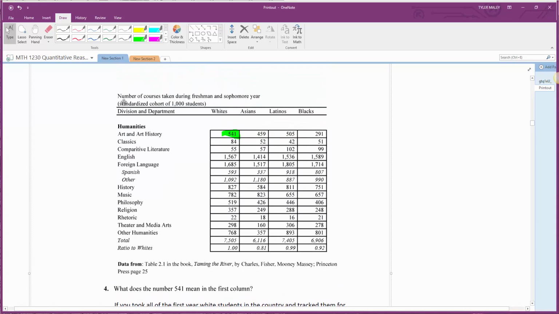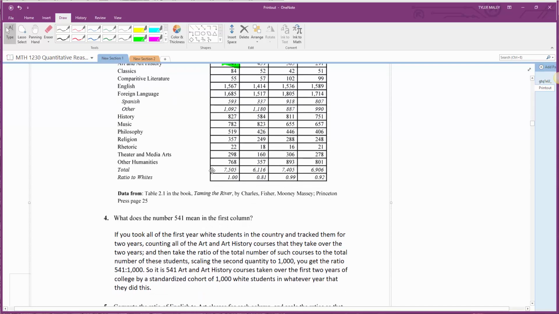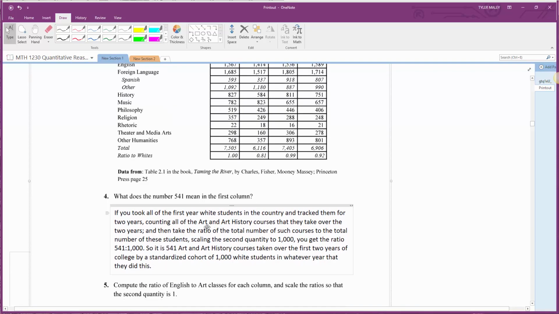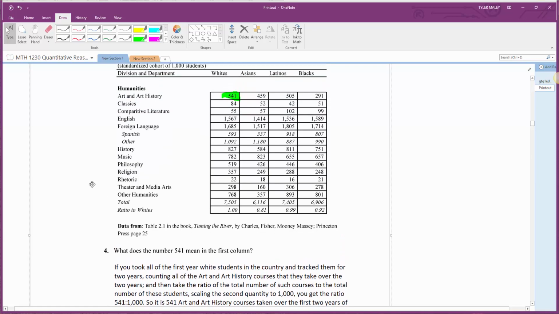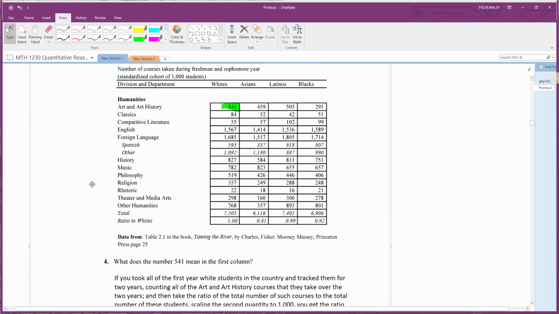So the key thing is how it says standardized cohort of 1,000 students, right? So what we did is took all the data and scaled everything to 1,000 then, right, to make it a standard cohort of 1,000, right? So that was key. And then if you read in the text, one thing that you would learn is that this data is recorded over the first 2 years, tracked for the first 2 years of college, and see where they fit into this.